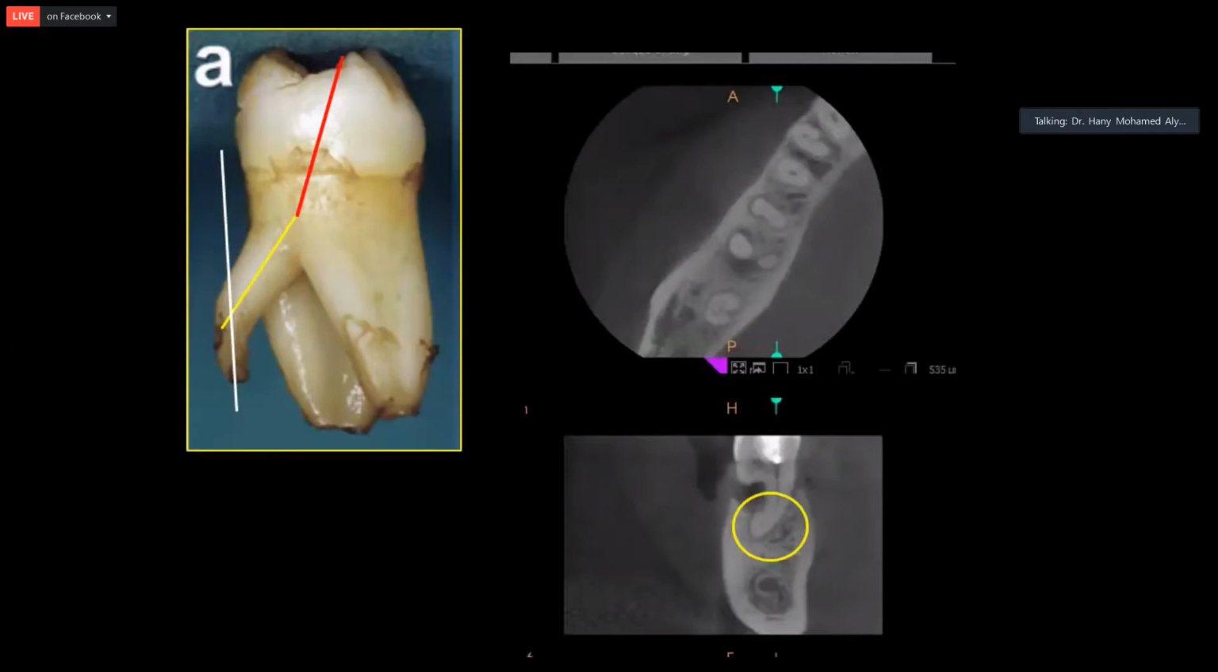The main challenge in the radix entomolaris is the curvature of the distolingual root, in which, as you can see here in A, there is a multiple curvature of the distolingual root, which may increase the occurrence of a broken file.